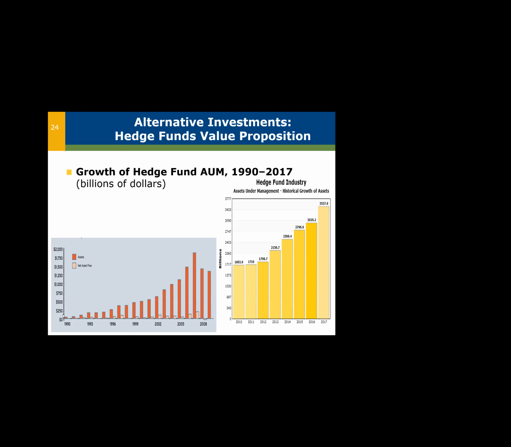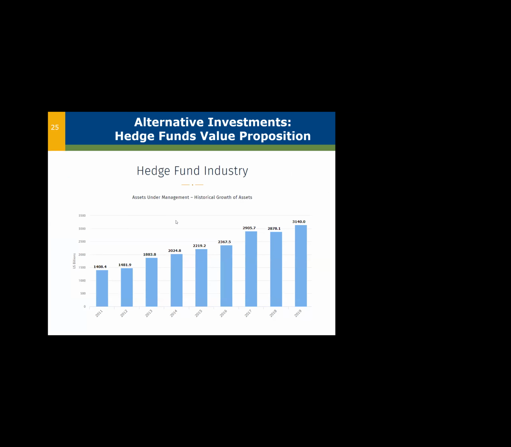And you can see even from 1990 all the way up to 2017, the assets continued to grow pretty well. But if you look at maybe more recent history, you could make the case it's kind of leveling off a little bit. So that's what I mean by the jury is still out. The assets between 2017 and 2018 actually dropped a little bit. Then they went up in 2019.